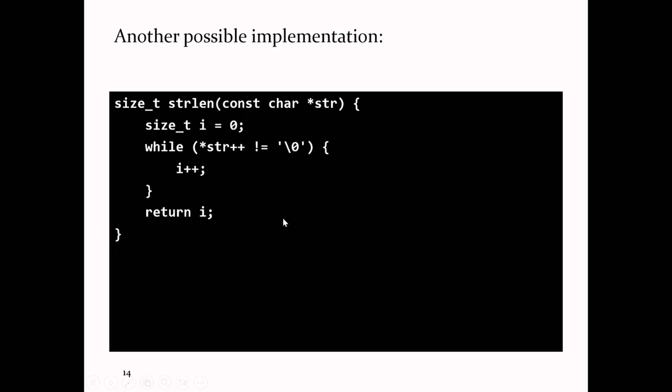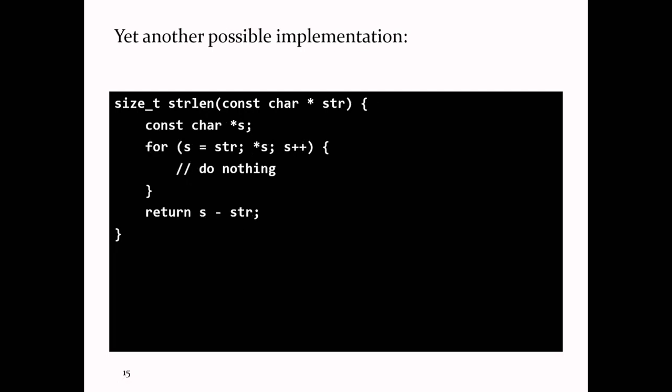Okay, there's other ways to implement this code. So I can use a for loop. Here I'm going to start with a pointer s, and initialize s so that it points at whatever character str points at. Now, when should this for loop run? This for loop should run as long as s is not pointing at a null terminator.